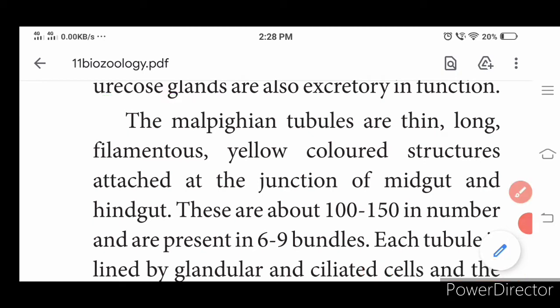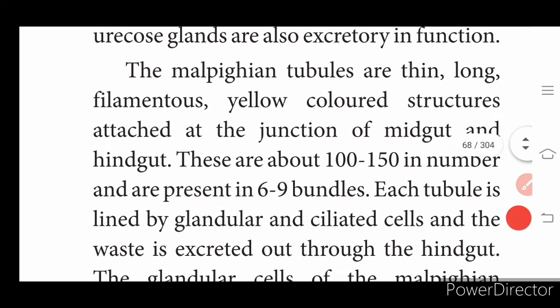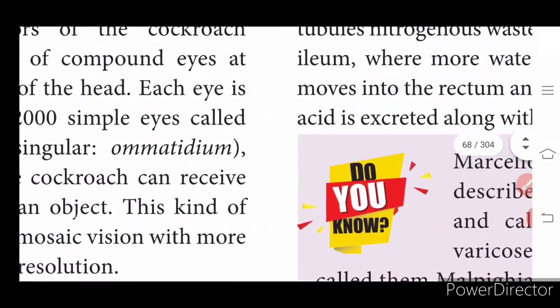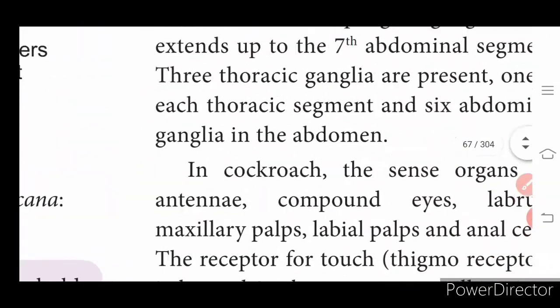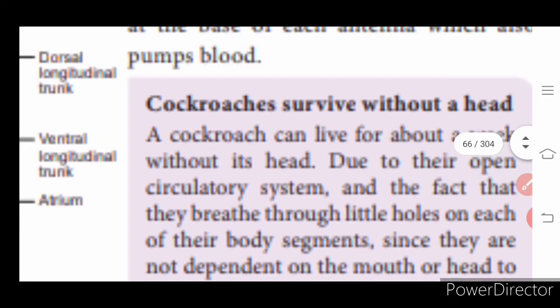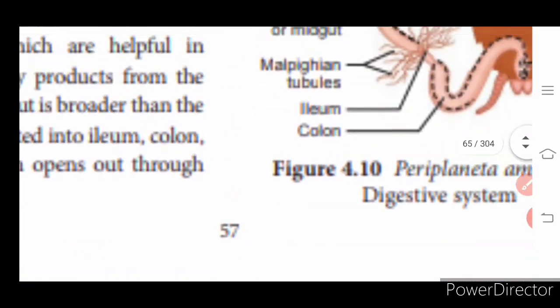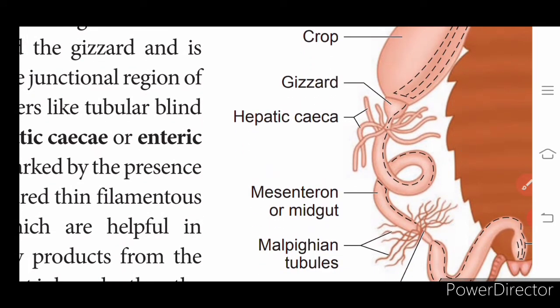Okay. So Malpighian tubules are thin, long, filamentous, yellow colored structures that are attached at the junction of the midgut. There are about 100 to 150 Malpighian tubules you can see in the picture. When we saw the digestive system itself, I showed the structure, which is the Malpighian tubule. Yes, see here, at the end of the midgut you can see the Malpighian tubule.